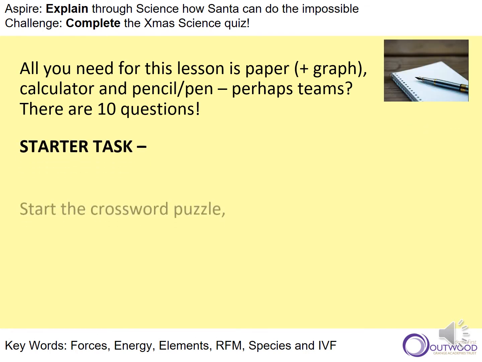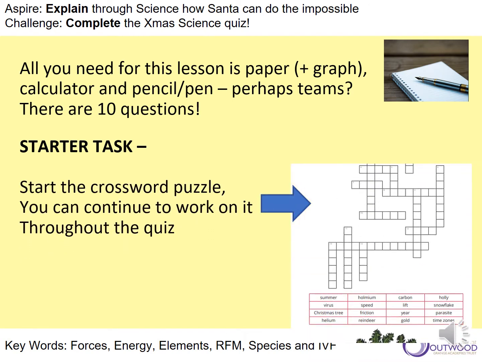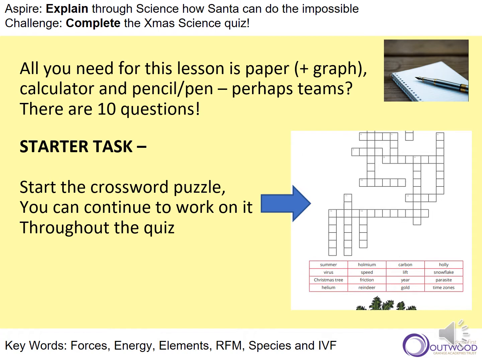However, just to get you started, there is a crossword puzzle, and with this you can work on it throughout the lesson, in between giving some of the questions. So for example, if you finish the question and you know the answer straight away, rather than sit there and just get bored and wait for the next question, you can work on this crossword. There are some clues and some hints on the bottom. All the words are there, so it's just a question of trying to fit all the words onto that crossword. So that is what we are going to do. So let's start on the quiz.